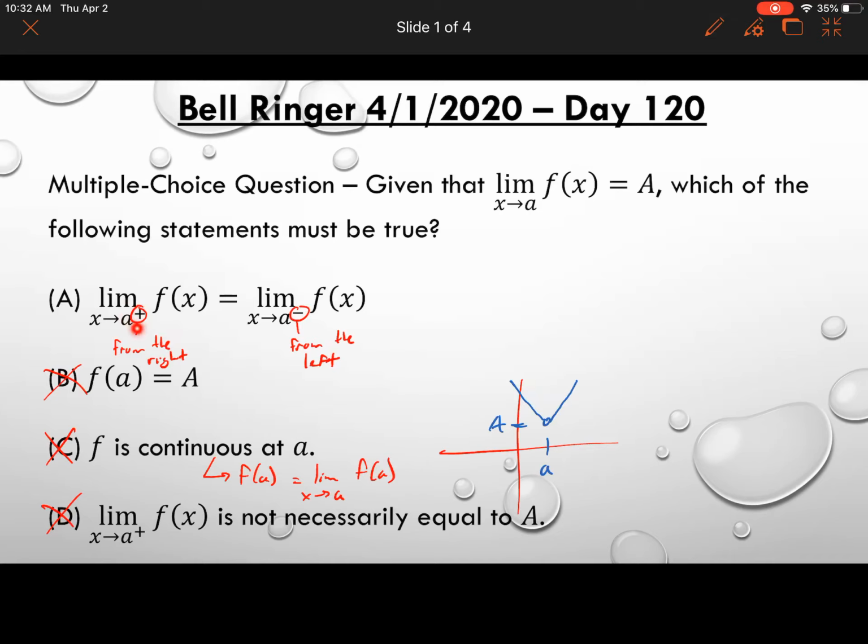the limit from the right has to be the same thing as the limit from the left, which in this graph that I drew, we have that situation, right? If we approach from the left, it's equal to capital A. If we approach from the right, it's equal to capital A.